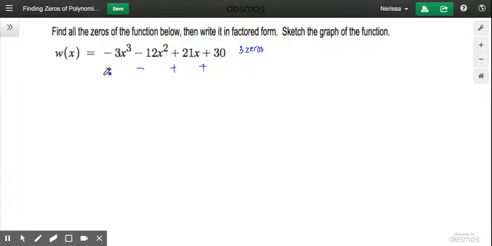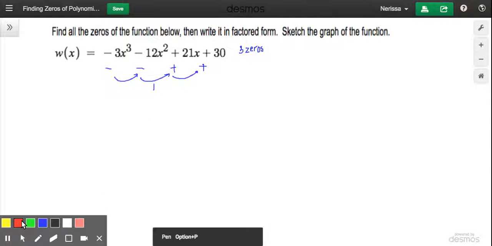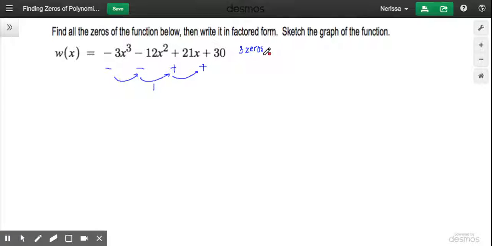1, 2, 3, 4. So we have 4 terms, you have 4 signs. From negative to negative, there's no change. Negative to positive, there's a sign change. So that's our first sign change. Then positive to positive, it didn't change. So there's only one sign change. Therefore, these 3 zeros that we're looking for, we should know that one of them should be positive and 2 must be negative.